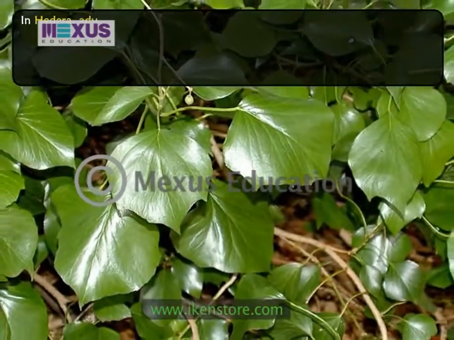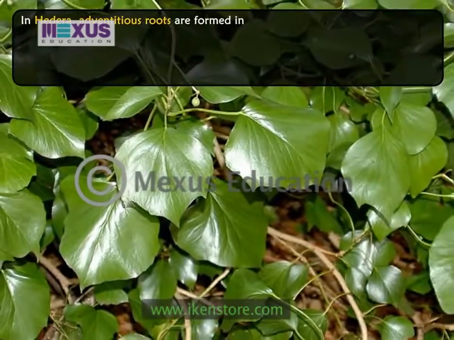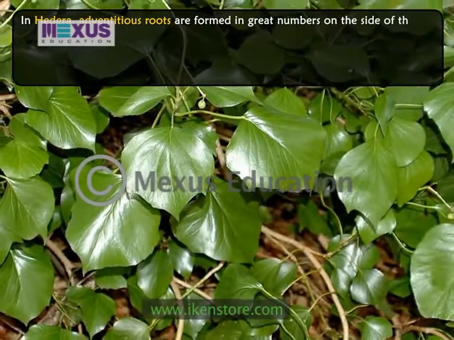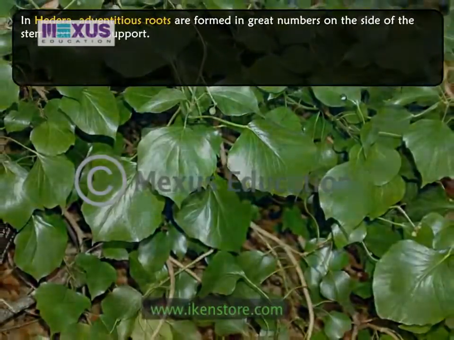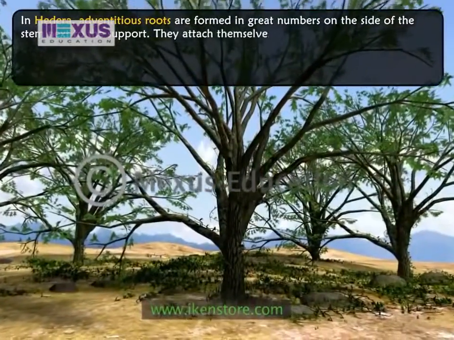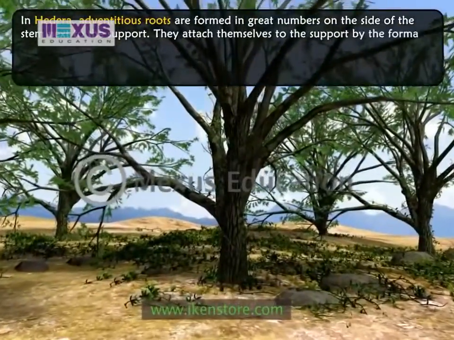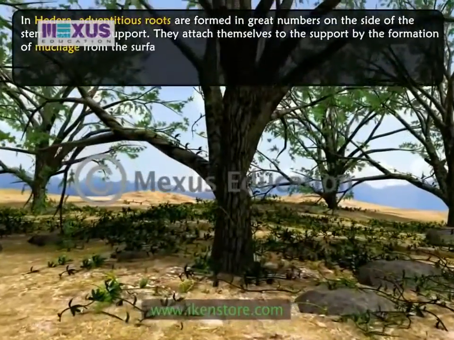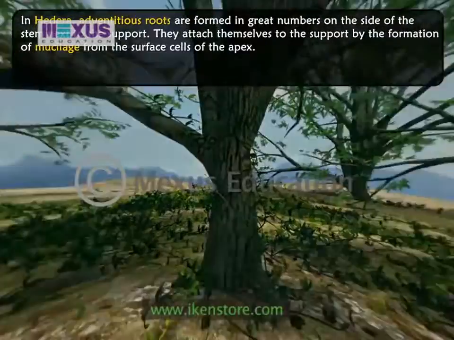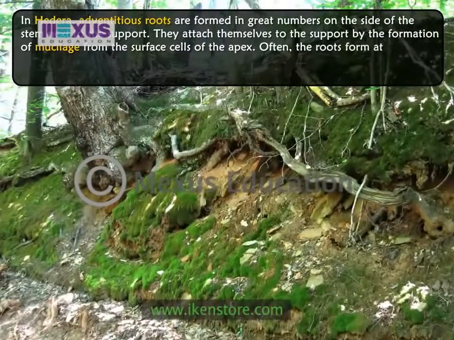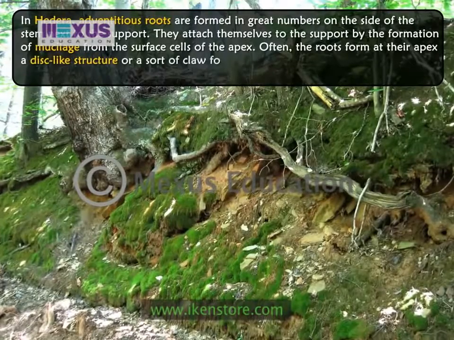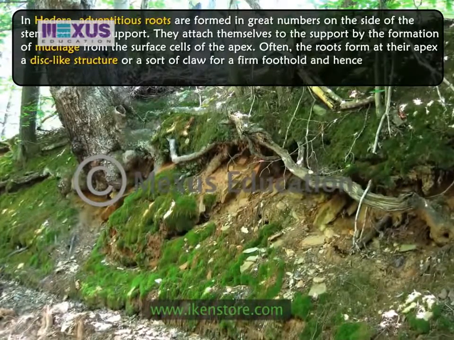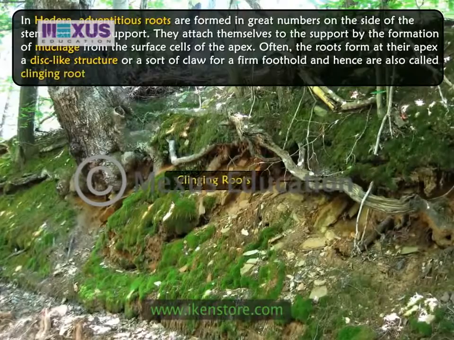In Hedera, adventitious roots are formed in great numbers on the side of the stem next to the support. They attach themselves to the support by the formation of mucilage from the surface cells of the apex. Often the roots form at their apex a disc-like structure or a sort of claw for a firm foothold, and hence are also called clinging roots.